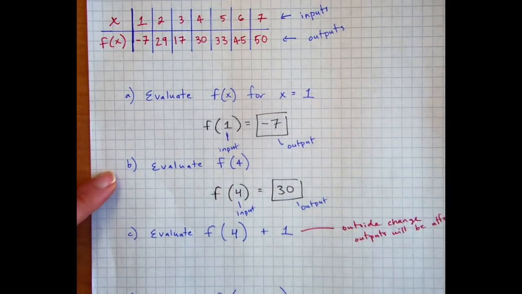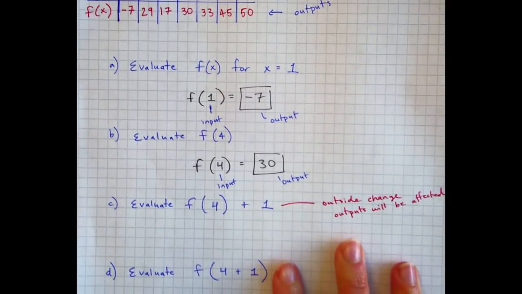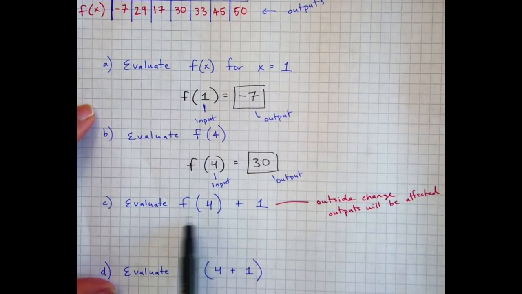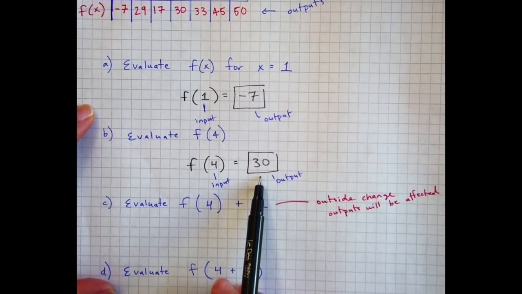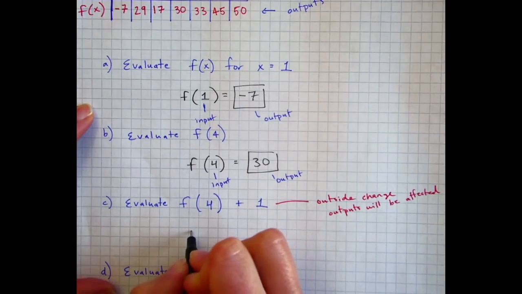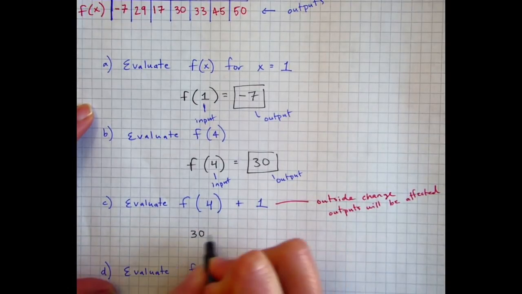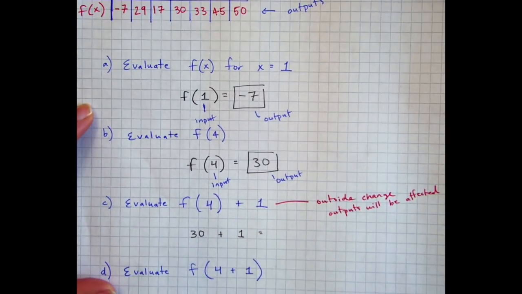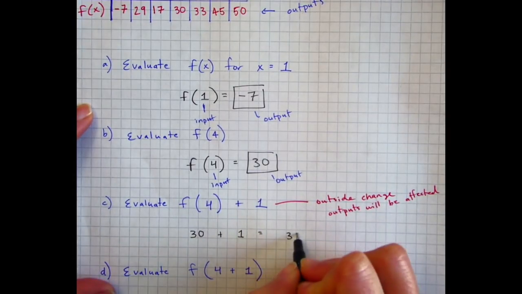So let's do the math. f of 4 plus 1. So the first thing I'm going to do is just evaluate f of 4, which I just did in the previous problem. I found that it's 30. So I know f of 4 is 30. And then I'm going to add 1. And I'm going to get the final answer of 31.